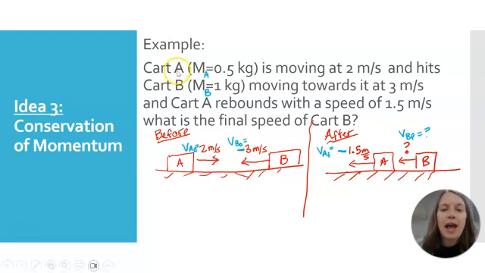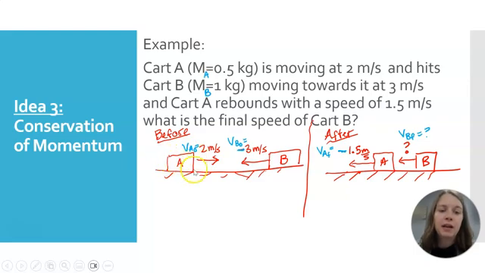So we have a cart A with a mass of 0.5 kilogram moving to the right at 2 meters per second, and it hits cart B with a mass of 1 kilogram moving toward it, so to the left, at 3 meters per second. And cart A rebounds, so it bounces back with a speed of 1.5 meters per second. What's the final speed of cart B? So I recommend drawing a before and after picture for every scenario.